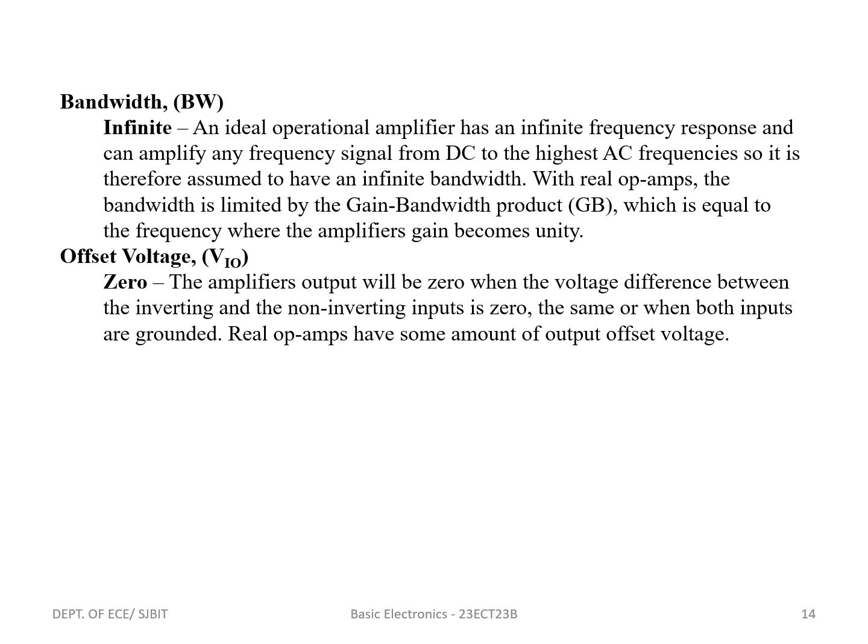Next we have offset voltage, that is V naught. Here the amplifier's output will be zero when the voltage difference between the inverting and the non-inverting input is 0, or when both inputs are grounded. Real op-amps have some amount of output offset voltage.